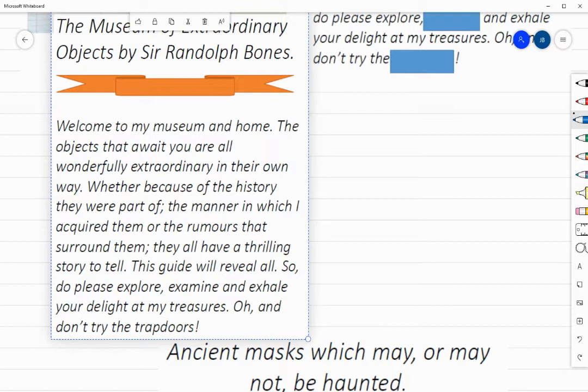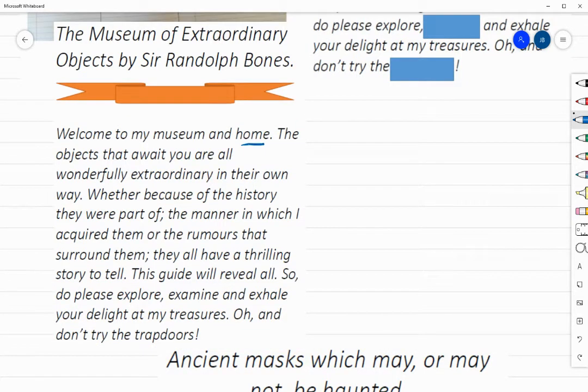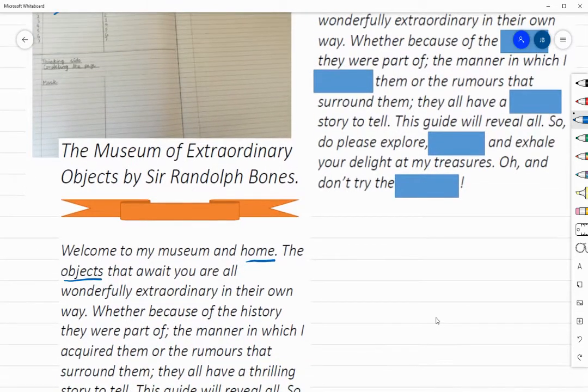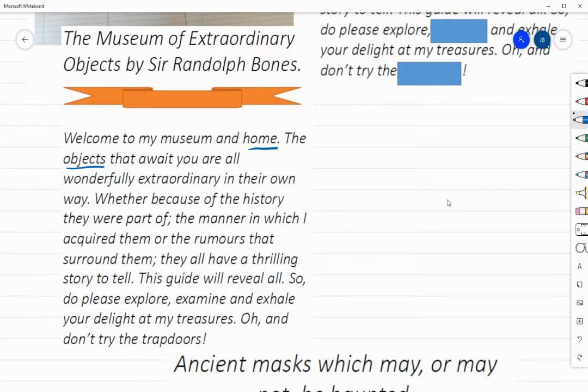So here we go. Welcome to my museum and home. The objects that await you are all wonderfully extraordinary in their own way. Objects was missing. Whether because of the history they were part of, or the manner in which I acquired them, or the rumours that surround them. So if we go back up, we can have a look to see which ones we're missing. Because of the history and acquired. So whether because of the history they were part of, or the manner in which I acquired them. If you acquire something, you gain it. You've been given it, you gain it.